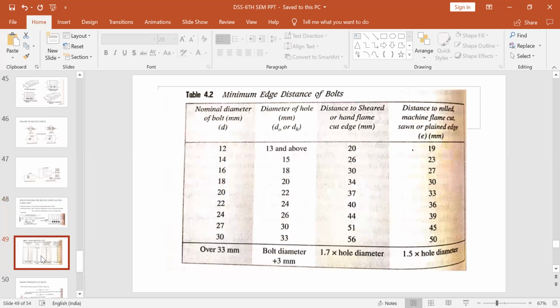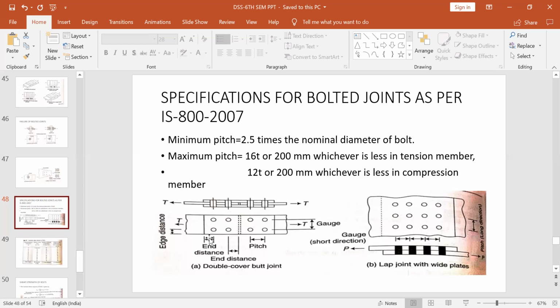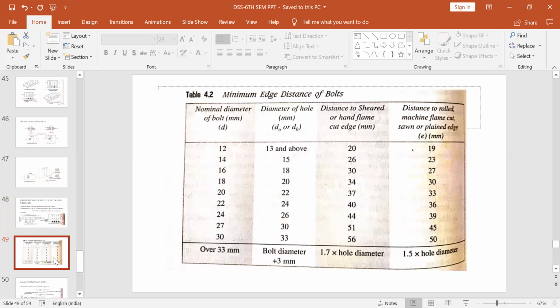Now the edge distance. See here, this is the end row of the rivets, and this is where the plate is ending. From this edge to the center of this rivet is the end distance or the edge distance. This also has a specification. You cannot keep the edge distance arbitrarily depending on the dia of the rivet. You have to keep a certain edge distance that is given in this table.